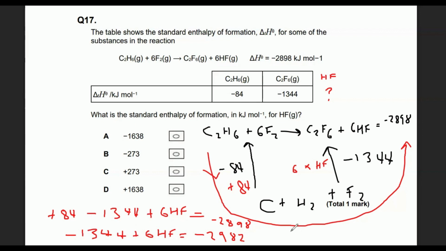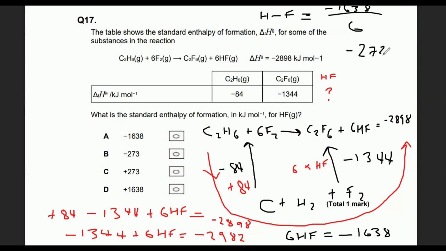So I'm going to end up with 6HF is equal to minus 2982 plus 1344. And that gives me minus 1638. Now 6HF is equal to that. Divide both sides by 6. I'm going up the top. We're running out of room. And this tells me that HF is equal to minus, oh my days, 1638 over 6. Let's divide that by 6. We got minus 273. That was a lot of work for 1 mark. What?